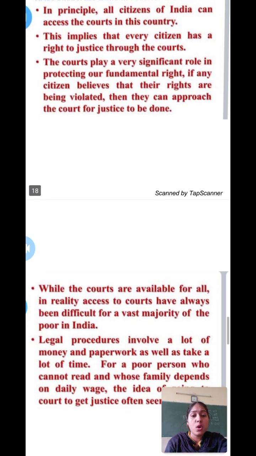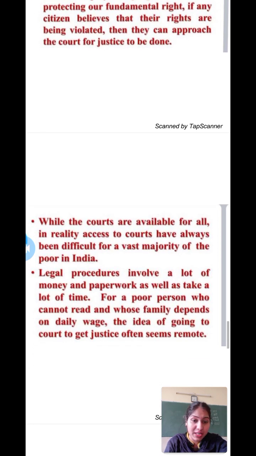But while the courts are available for all, in reality access to court has always been a difficult task for the majority of poor people in India. Why is it difficult? Because legal procedure takes a lot of money, paperwork, and time. For a poor person who cannot even read and write, and whose family depends on daily wages, the idea of going to court often seems remote, because it is not possible to invest so much money and time.